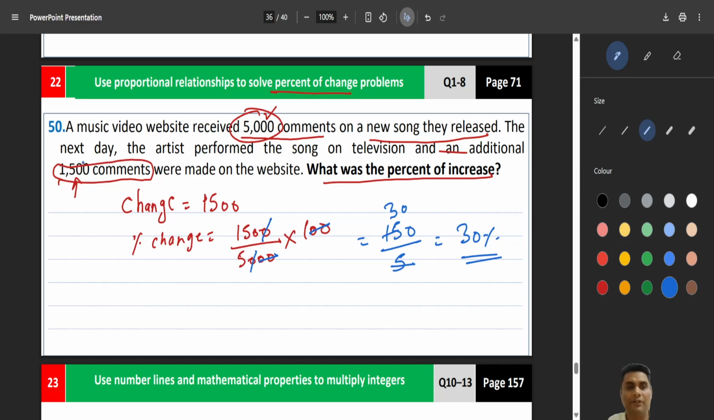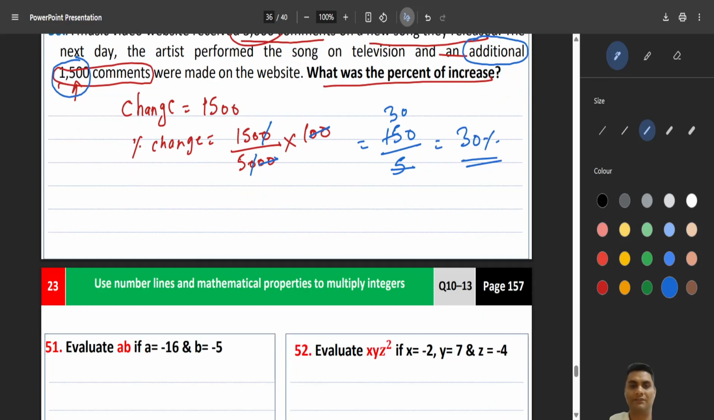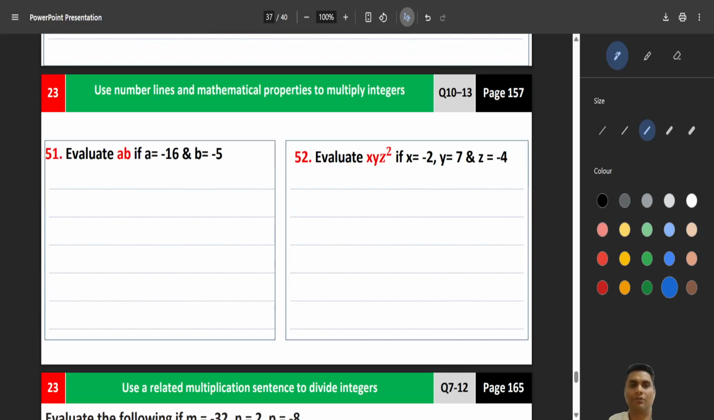Remember here, we don't have to find the change here. Why? Because the change is directly given. Because he said that these are the additional comments, the extra comments. And extra yani the change, right? So you have to read the question carefully, okay? Otherwise you will make small mistakes. Question number 22 also khalas.